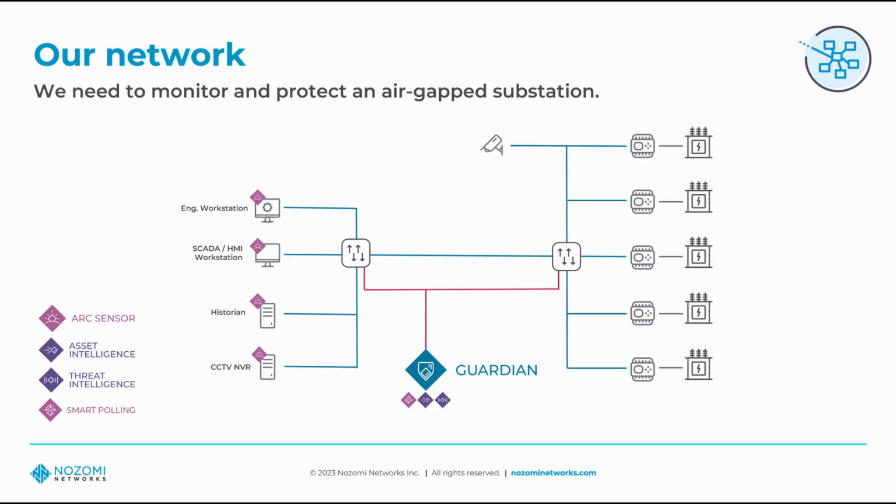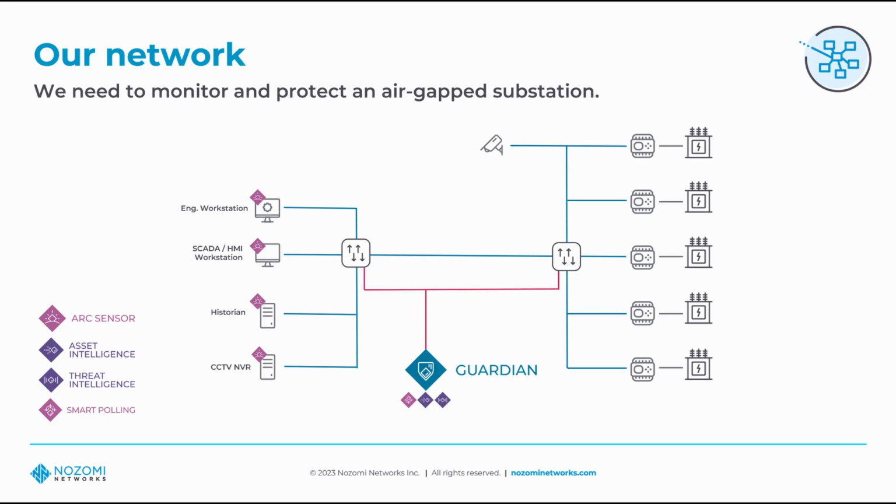Our substation network traffic is being passively analyzed by the Guardian through span ports on network devices. This allows us to gather deep insight into the assets, protocols, process variables, vulnerabilities, communication links, and sessions in use at all times without any risk to operations.